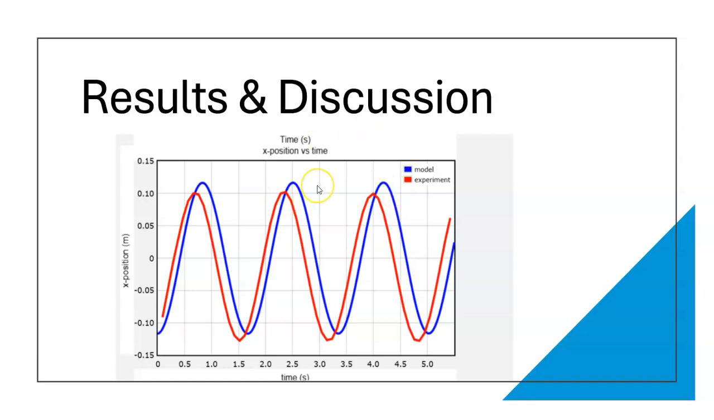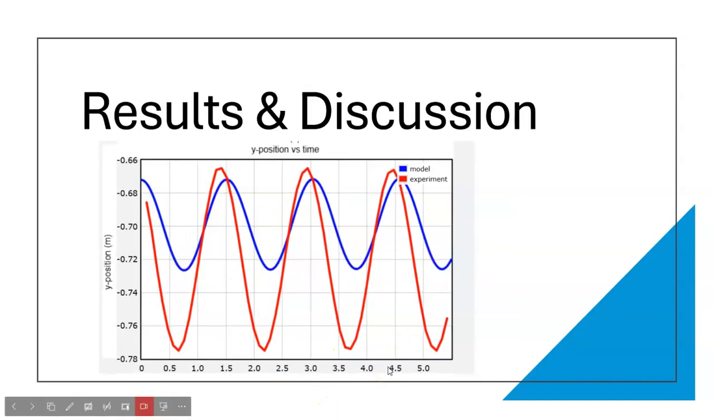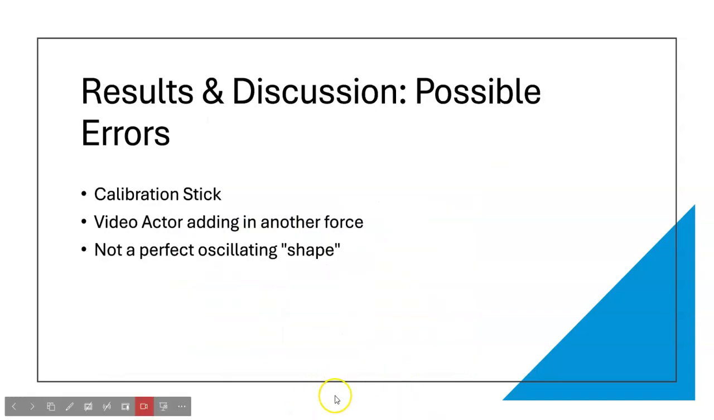For the X position versus time, the model and the experiment both followed about the same curve. They were slightly off, probably due to just a timing error. But the Y positions did have a larger disparity between the two of them. The only possible errors I can think of are that the calibration stick may not be super accurate to what the video shows, or that the video actor who lets go of the weight is adding in another force, probably moving that weight along the z-axis. The weight might also bump into the back plate and change its trajectory. Also, this is probably not a perfect oscillating shape if it did bounce off of the back wall.